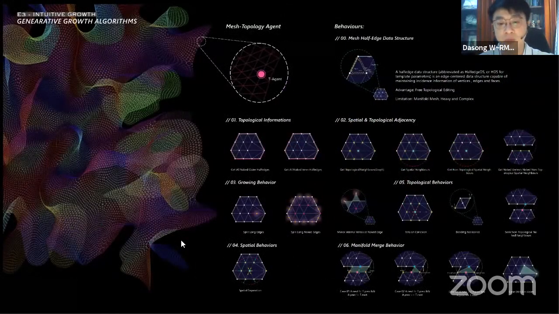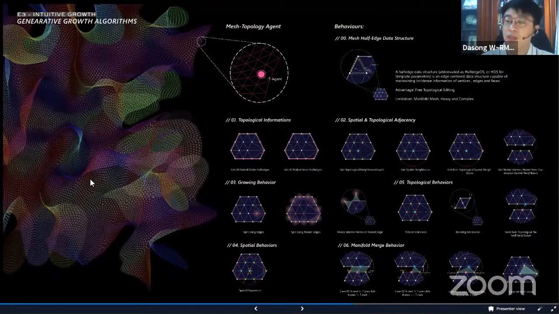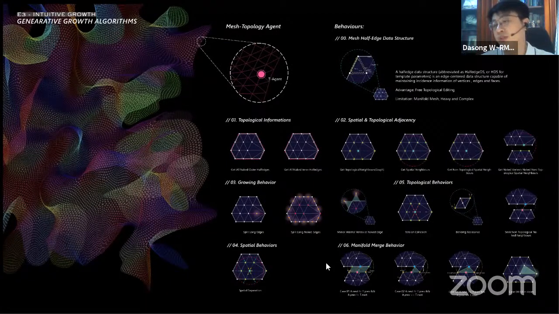The intuitive growth experiment is based on a comprehensive study and development of a complex mesh growth generative system. The diagram shown on the screen lists behaviors developed based on some growth behaviors. Meshes will split their faces when coming to some specific topology, and they can mirror their vertices and try to grow from the naked edge. And when several meshes get close with each other, they can re-merge themselves like a manifold merge behavior.